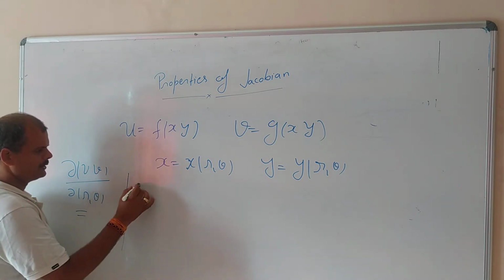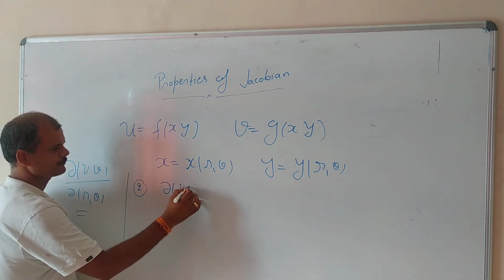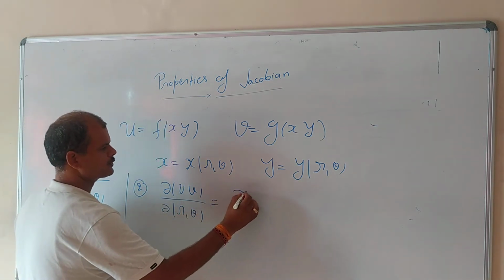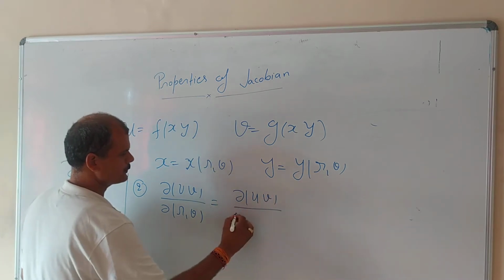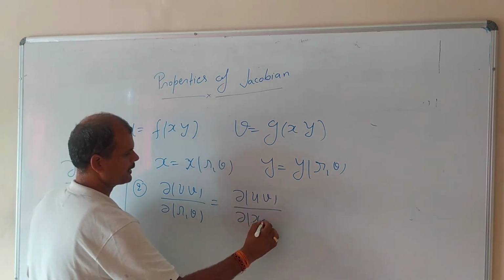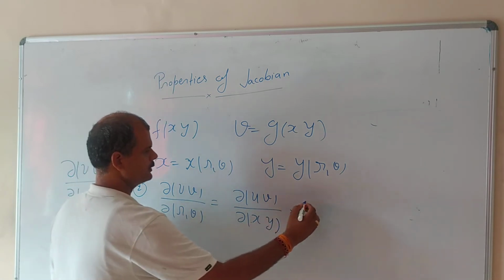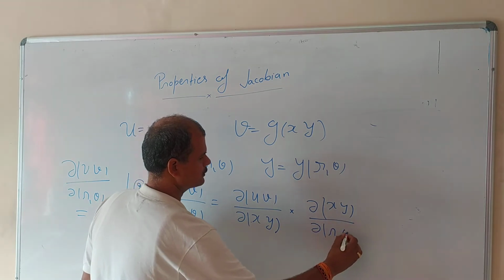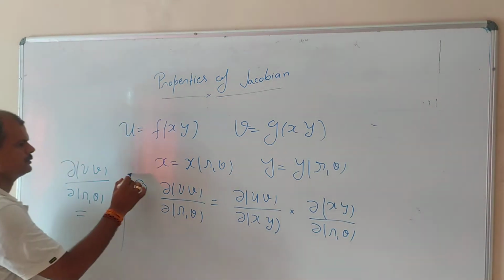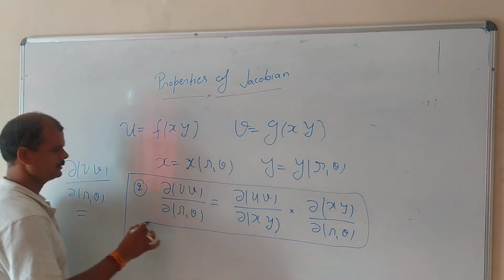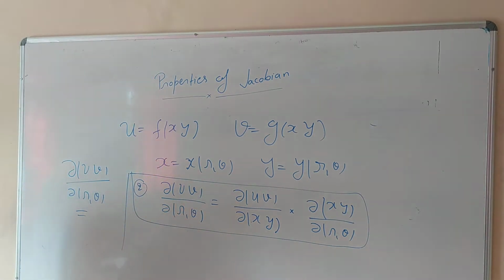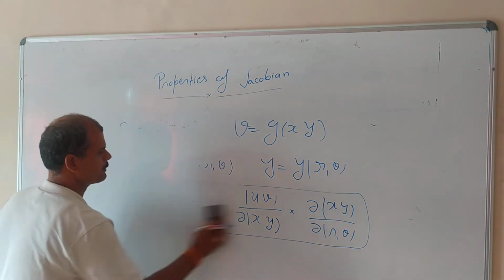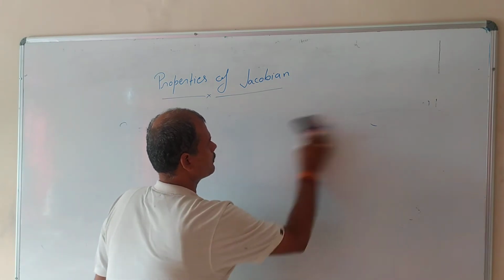So that is the second property: Jacobian of u, v with respect to r comma theta will be, first we find the Jacobian of u, v with respect to x and y, into Jacobian of x, y with respect to r comma theta. So this is your second property of Jacobian. Fine. Let us take one problem and see how we can use this property.